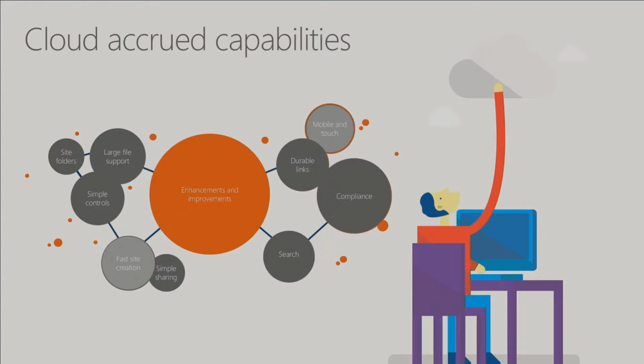And now let's talk about some of the cloud accrued capabilities. So you see some of these listed here, and we include things like the new mobile and touch experiences, things like durable links, so that when you have a file in your document library and somebody renames it or moves it, now if you sent that link to somebody else, that link might have been broken. Well, not with SharePoint 2016. When you combine SharePoint 2016 and Office Online Server, our links are now durable. They survive renames. They survive moves. So that link is good even after that happens.